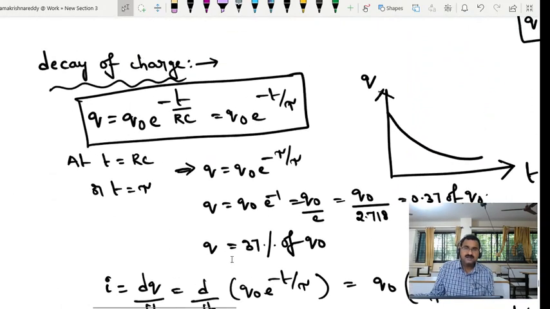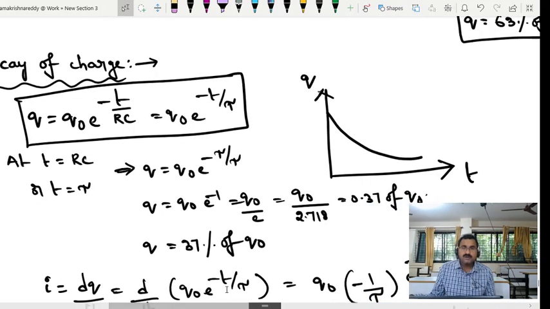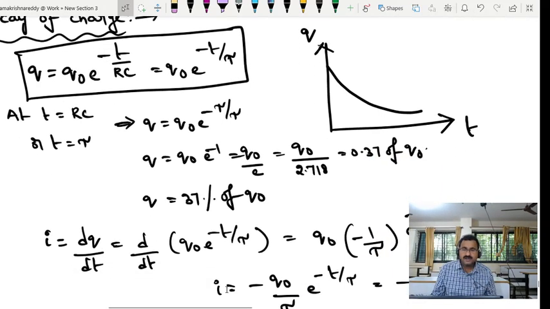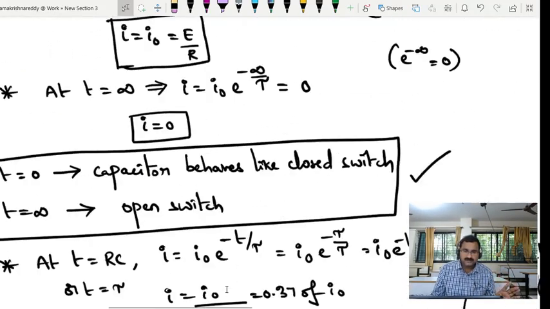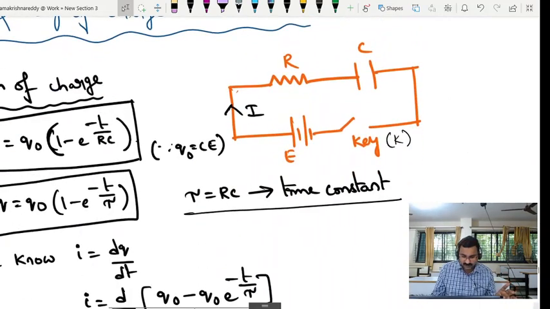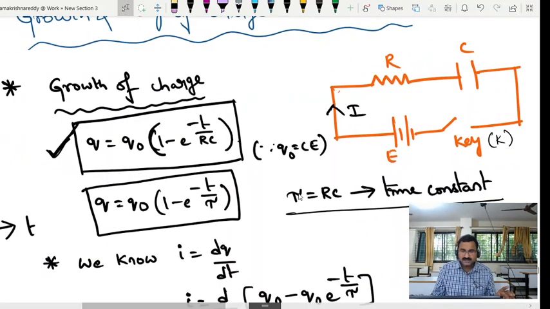Decay of charge is also the same thing. See that one: Q is equal to Q naught into e power minus t by RC. This is also an additional point only. So mainly, totally 4 formulas you have to practice for that. I will share it to you. This is the additional one; still they are not asking in the NEET examination, maybe.